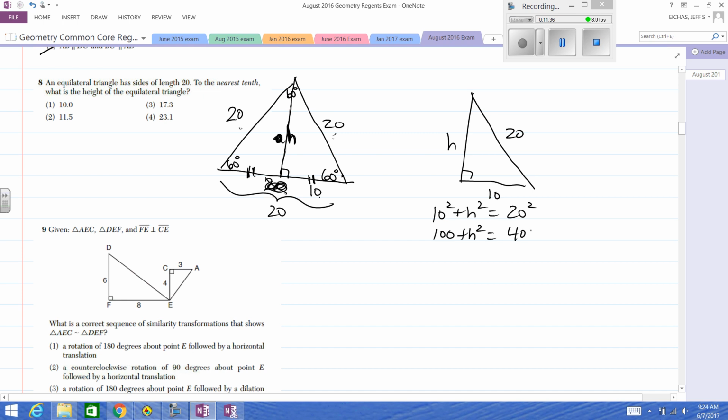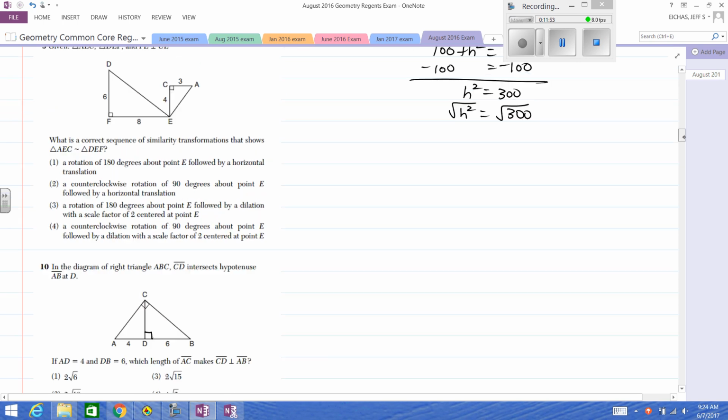Okay, so I'll quickly run through that. H squared is 300. And square root of 300, that's got to be 17.3. Nothing else would even be close. So I'm going to use the calculator there.